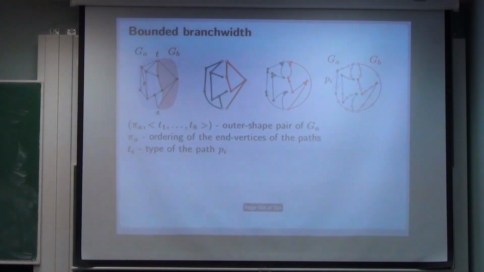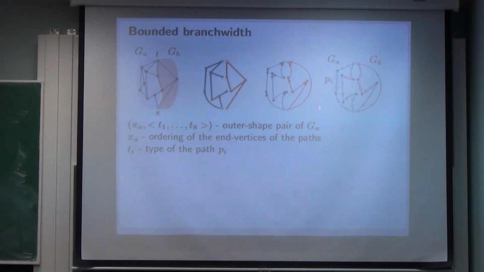And here we have to do a bit more than before. Before, we had only the type, and our type was composed only by how the edges are arranged on the boundary. Here we need to store a little bit more, because we see that we have many common vertices here, and when we decide whether the embeddings of these two pieces are compatible, we also need to have the ordering of these common vertices. So this new type is called the outer shape pair of a graph.